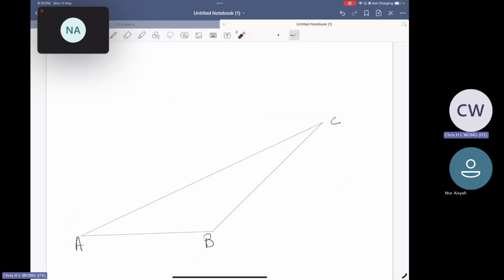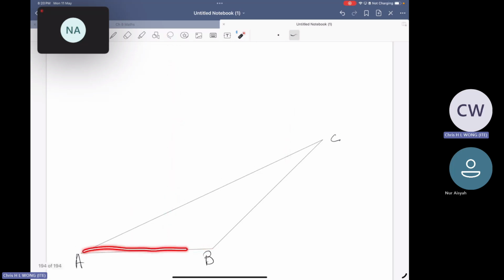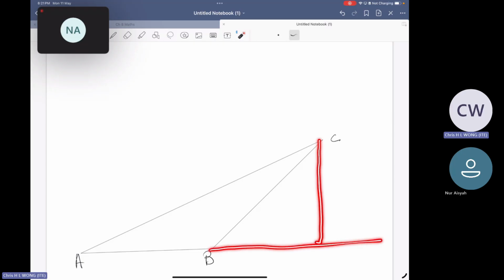If I take this as the base, and this as a height, it will continue drawing and lead nowhere. I don't know where to stop. But if I draw it from the point of the vertex, I can end here. I can start from here. This is the height. At least I can end here. So you can see that the height is outside the triangle. You understand? Can you see the height is outside the triangle?